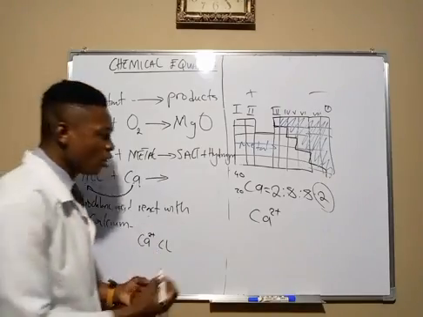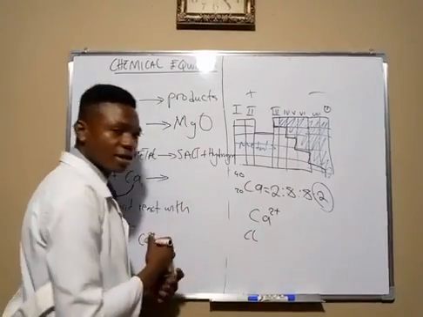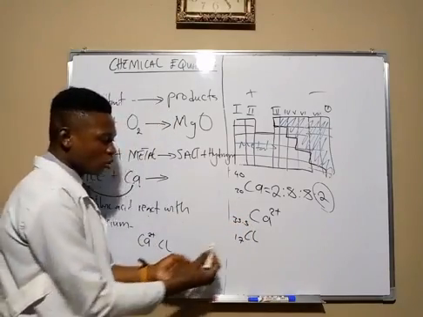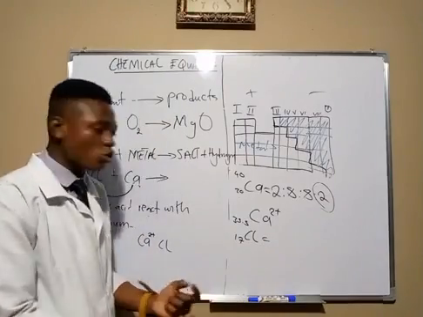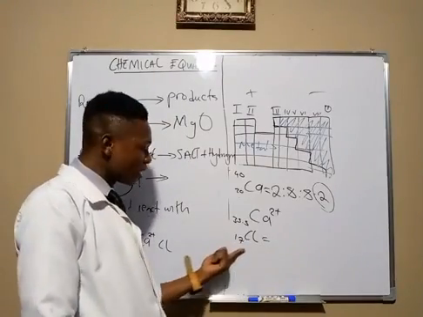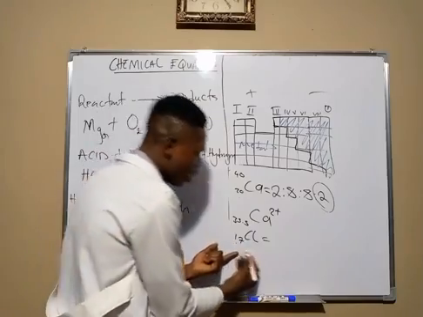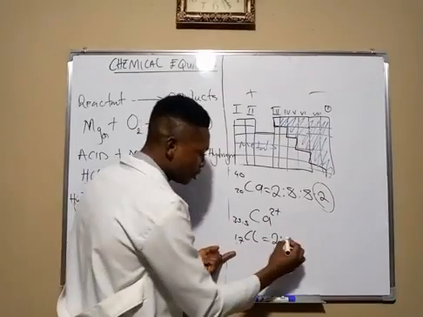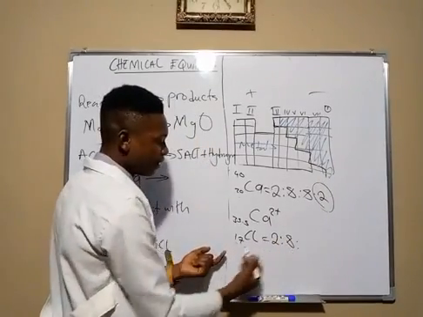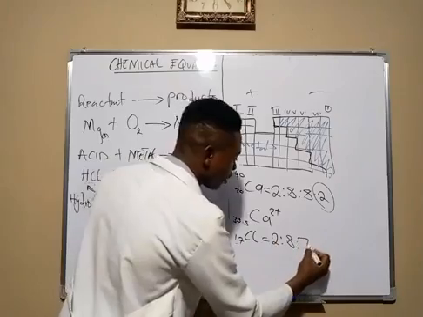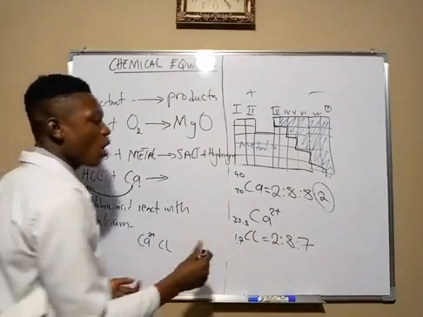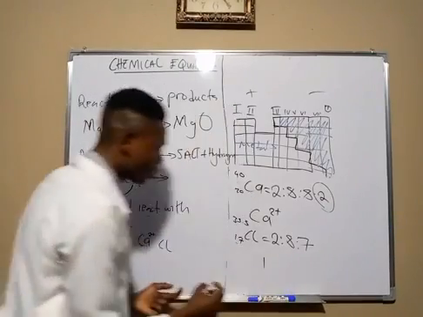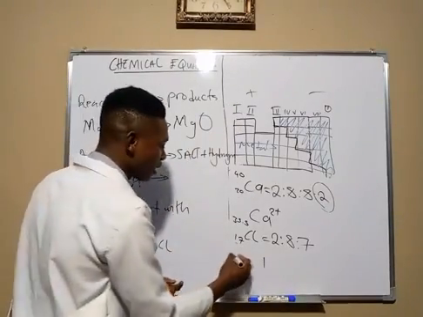What about chlorine? On the periodic table, chlorine has 17 here, and here it has 35.5. To write the electronic configuration, you only concentrate on the proton number. For it to be 17, the first shell must have 2 and the second shell must have 8. So this is 10. For it to become 17, you are left with 7. So how many electrons does this need to be stable? 1 electron. And it's a non-metal, so it is negative.